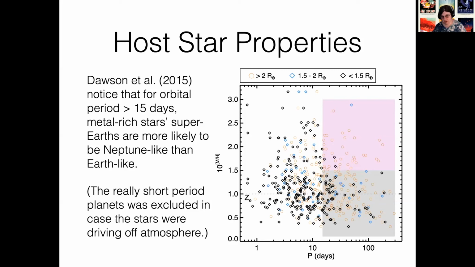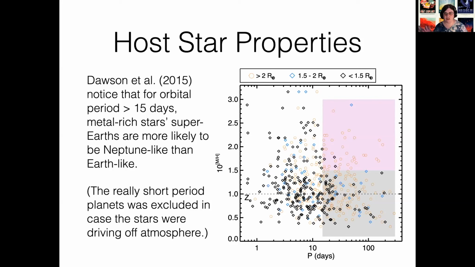So let's continue on this metallicity trend, because it seems to be really interesting. Something about the mix of ingredients that makes a planet is going to tell us about the type of planets you form. So this is from Dawson et al. in 2015, noticing that for orbital periods greater than 15 days, so we're going to set the other ones aside because they're getting a lot of flux from their sun, and that might be dominating things over the ingredients you make the planet out of.